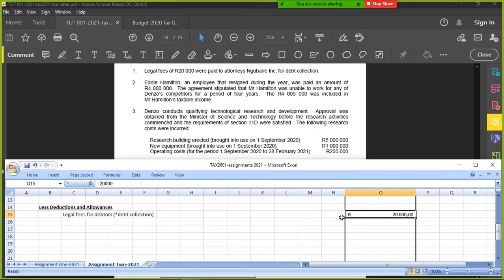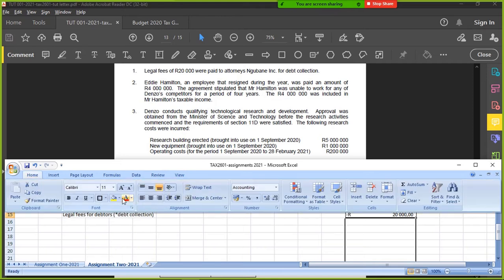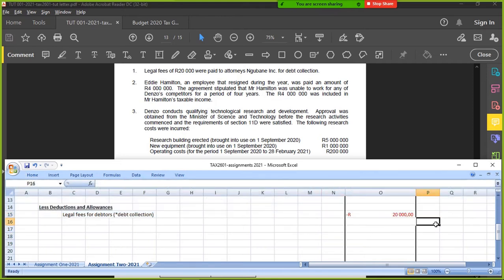Remember in accounting, even in tax, this figure would be shown in brackets. So a bracket 20,000. I'm just going to put a negative there just to show it. Maybe I'll even put it in red. Why not? All right, so obviously it's negative.